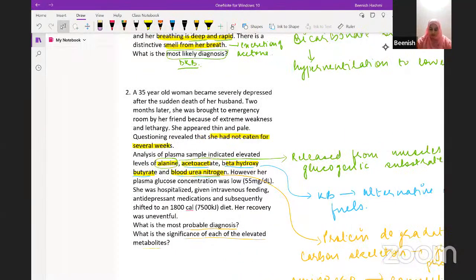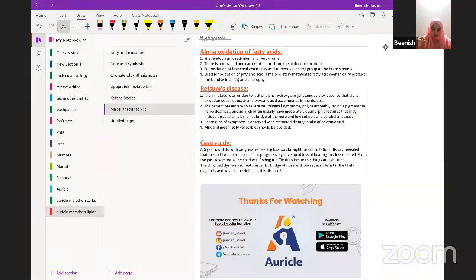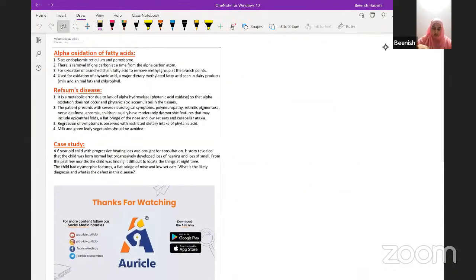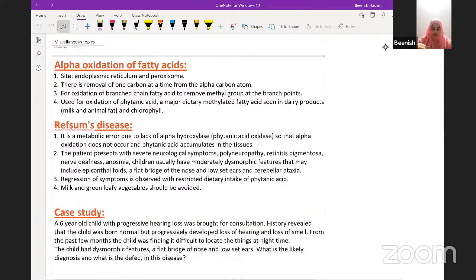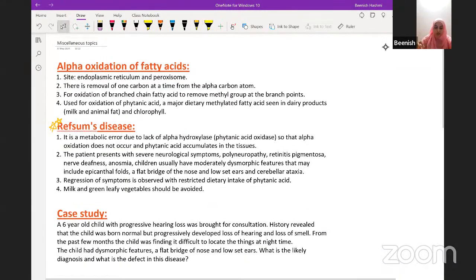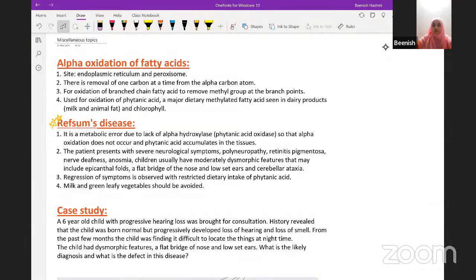Okay, so with this, we're done with ketone bodies. Another important thing that is left in lipids is Refsum's disease. Okay, this is also quite frequently asked for short notes and is important. You get asked about Refsum's disease, but before talking about it, we need to know a little about alpha oxidation of fatty acids.